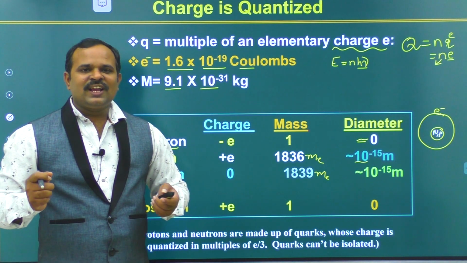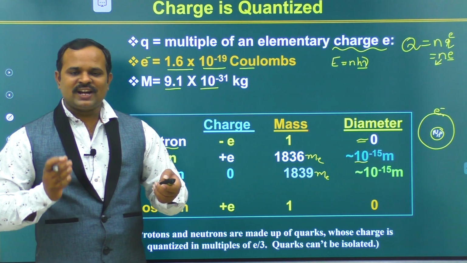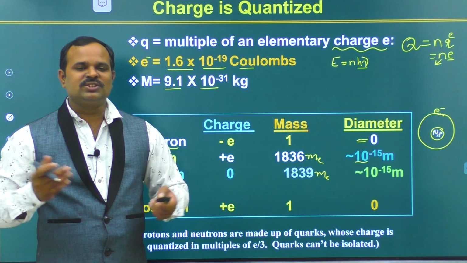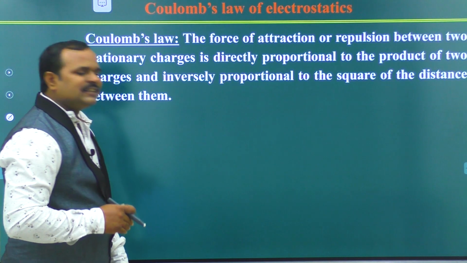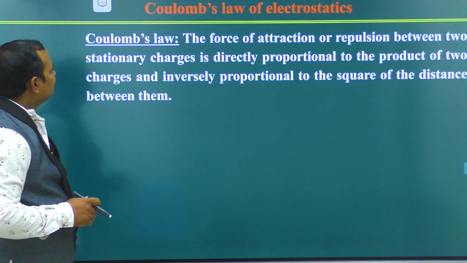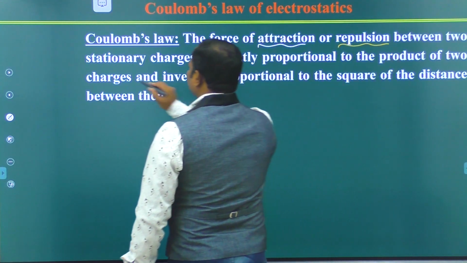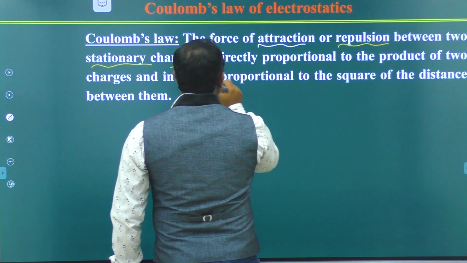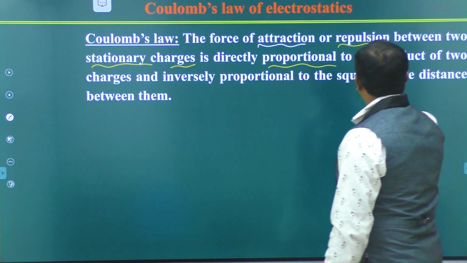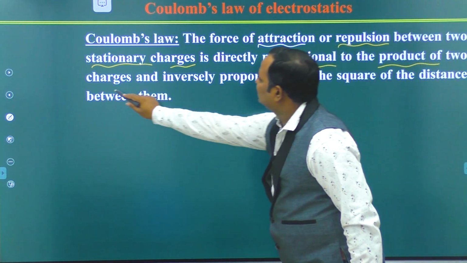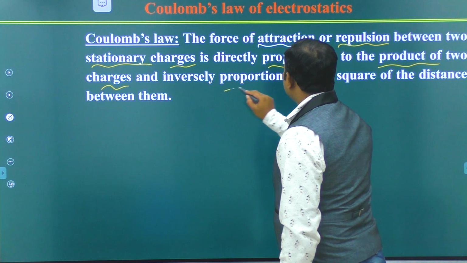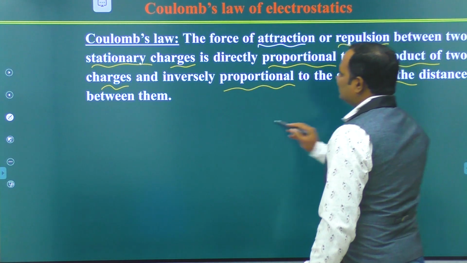Now let us see Coulomb's law of force of attraction or repulsion. So the definition is simple. The force of attraction or repulsion between two stationary charges is directly proportional to the product of the two charges and inversely proportional to the square of the distance between them.